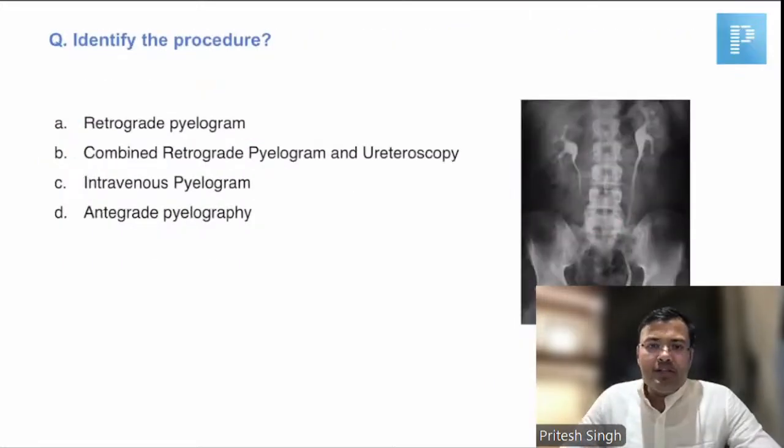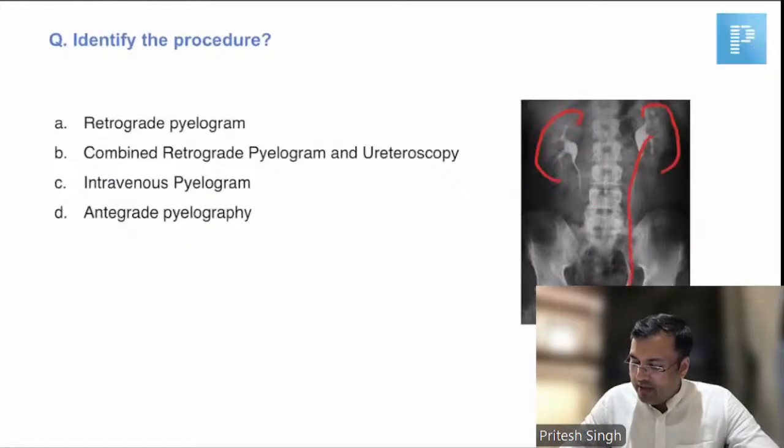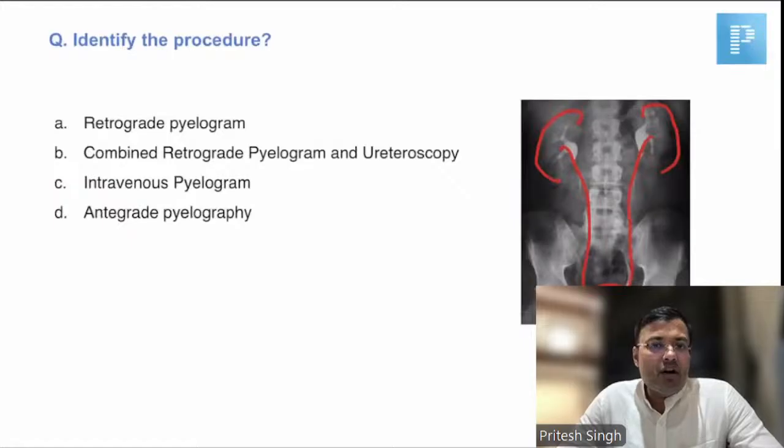Now see this procedure. In this case, you can see the bilateral kidneys, you can see the ureters, and the dye is going into the bladder. So can you tell me, guys, what is the investigation? Obviously, intravenous pyelogram. So this is IVP.